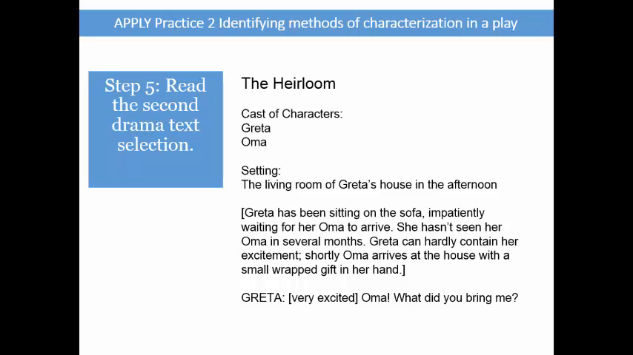We're going to read an excerpt from a play called The Heirloom. We have our cast of characters, Greta and Oma. The setting is the living room of Greta's house in the afternoon. We have a little bit of stage direction here. Greta has been sitting on the sofa, impatiently waiting for her Oma to arrive. She hasn't seen her Oma in several months. Greta can hardly contain her excitement. Shortly, Oma arrives at the house with a small wrapped gift in her hand.